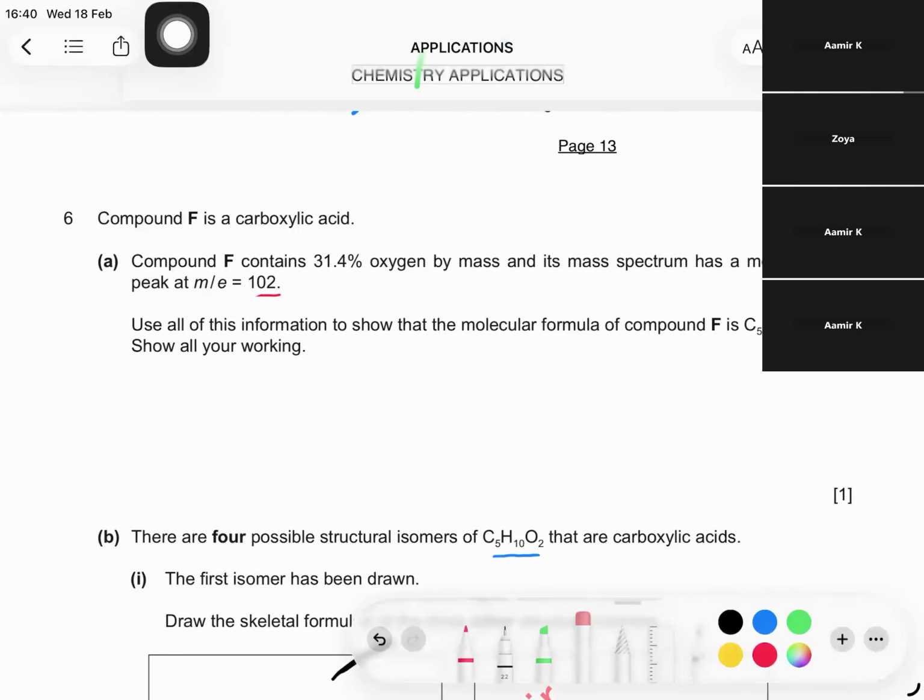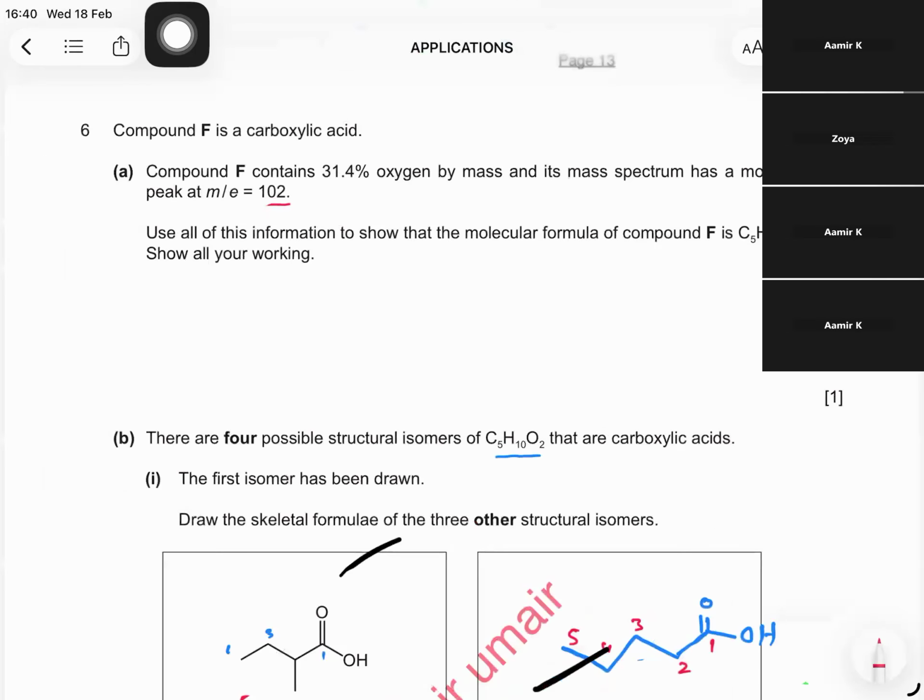Today we are going to discuss the past paper questions from NMR spectroscopy, which includes both carbon-13 and proton NMR. Okay, let's start with this. A compound F is a carboxylic acid. F contains 31.4% oxygen by mass, and its mass spectrum has the molecular ion peak at 102. Use this to show that the molecular formula of F is C5H10O2.